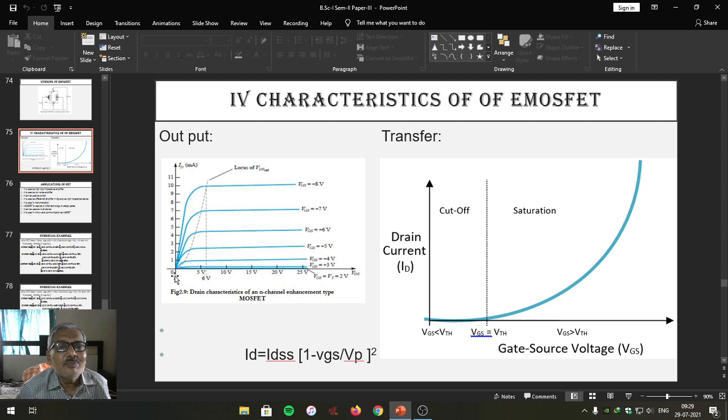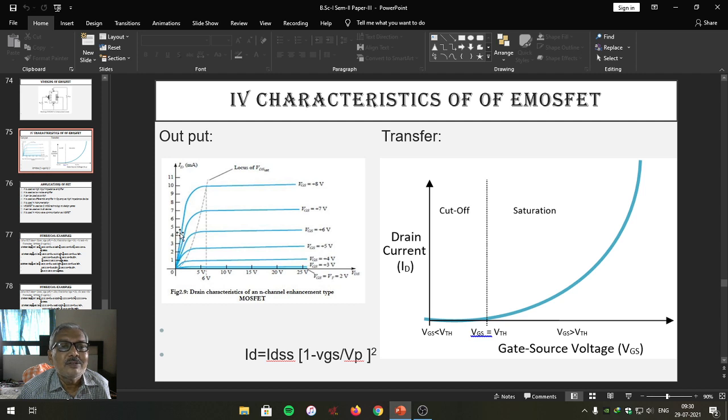So from this nature of the graph, what we can observe? At the beginning, when VDS is 0, ID is 0, whatever the value of VGS it should be. Because when no VDS is applied, source will not liberate the charge carriers, and that's why the drain current is 0 when VDS is 0. By applying a particular value of VGS, when VDS starts increasing, naturally ID starts increasing.